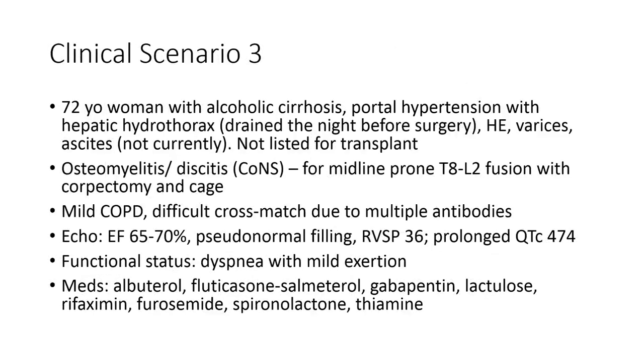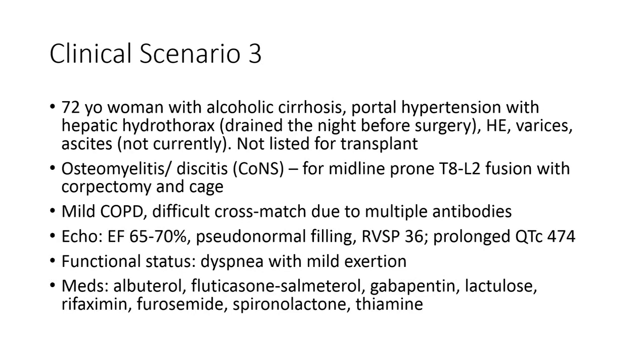All right, so we move on to a different pathology, right? So let's talk about, this is a 72-year-old woman with alcoholic cirrhosis. She has portal hypertension, has complications of that: hepatic hydrothorax, hepatic encephalopathy, varices. She does have ascites, though not currently, and she's not listed for transplant. There are reasons for that, but we're not discussing those. She does have osteomyelitis of the spine.